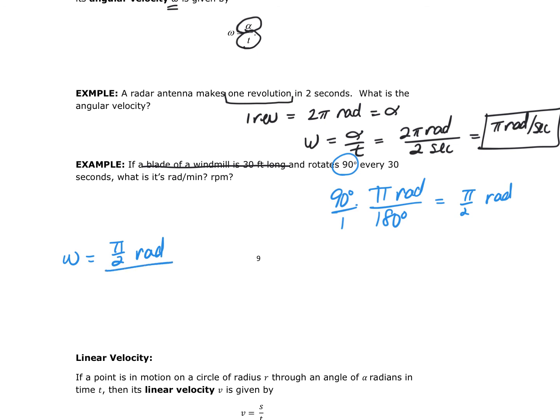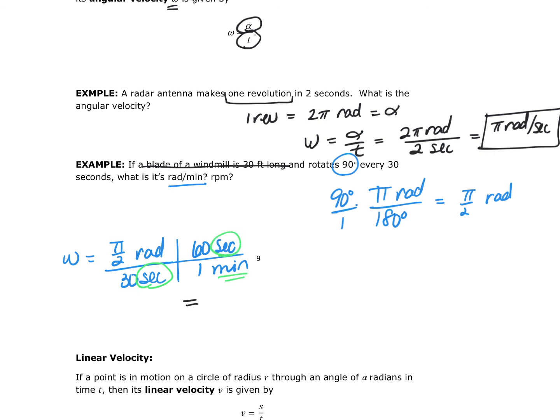Now, I have 30 seconds. However, I want radians per minute, so I have to tack on another unity fraction here because I need to get rid of the seconds. I need to end up in minutes. I want radians per minute. So 60 seconds is equal to 1 minute. This will allow me to get rid of my seconds and end in minutes.